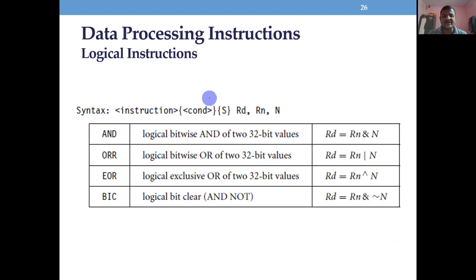This is a well-known set of instructions to everyone: AND, OR, XOR and bit clear. AND performs the logical AND operation, OR performs the bitwise logical OR operation, then XOR performs the exclusive OR bitwise operation. Now here BIC. BIC means bit clear. BI means bit, C means clear. In bit clear, the source operand is logically ANDed with the complement of Rn. Now this sign indicates complement. We'll look into that.